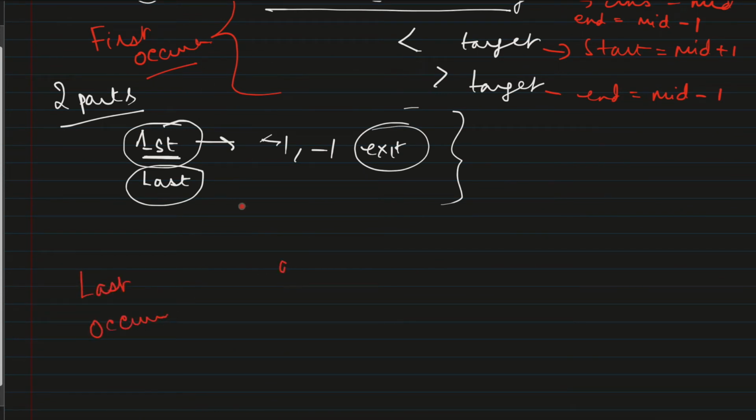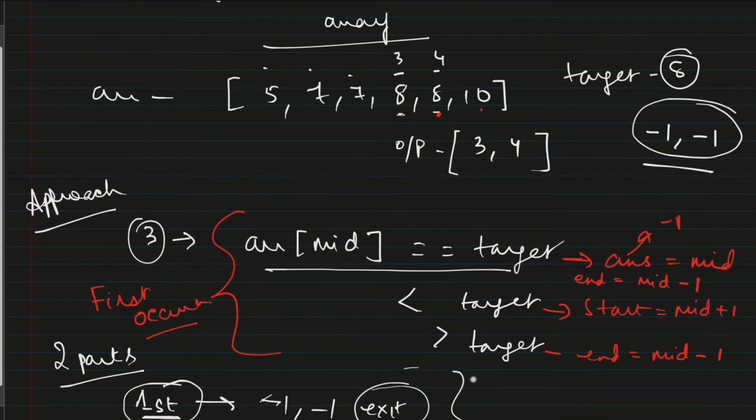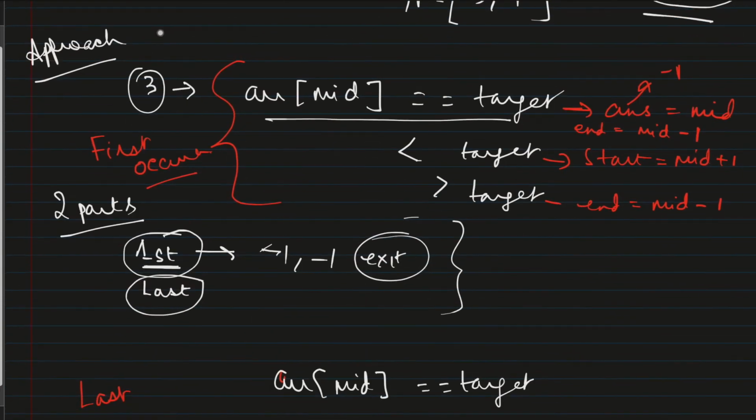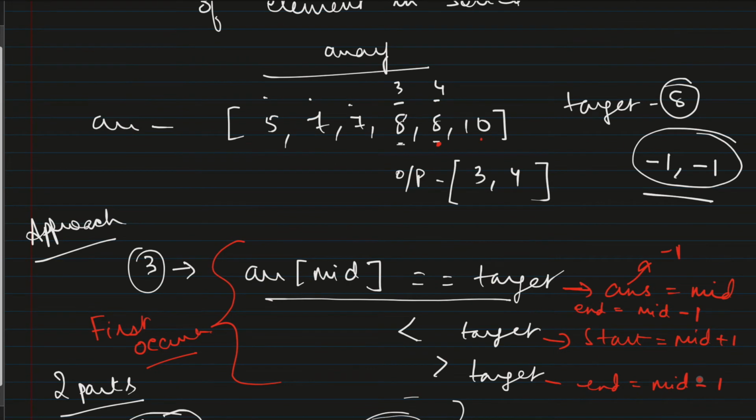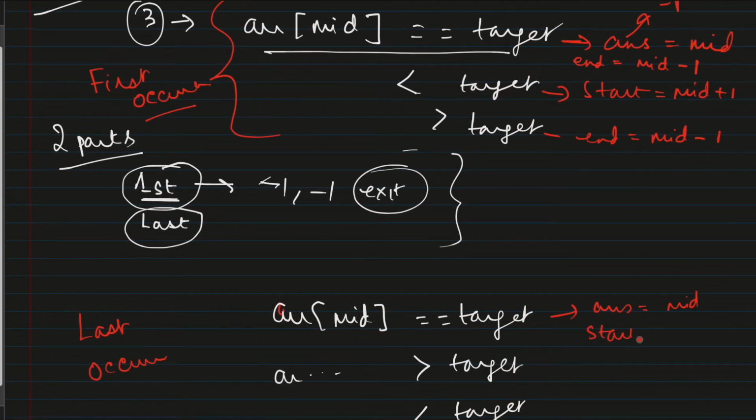Same three conditions. ARR of mid is equal to target, or ARR of mid is greater than target, or it is lesser than target. So if it is equal to target and we want the last occurrence, same thing, it can also be the potential answer. So I'll store this. Now since I want the last occurrence, I have to do reverse. I have to go right side. So I will do start equal to mid plus 1 in the search of any other element further right of this.